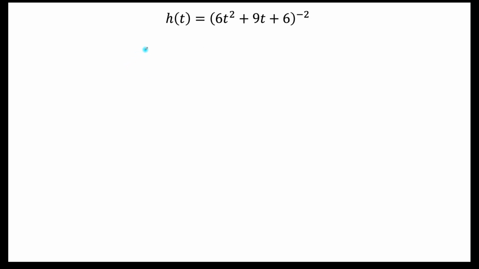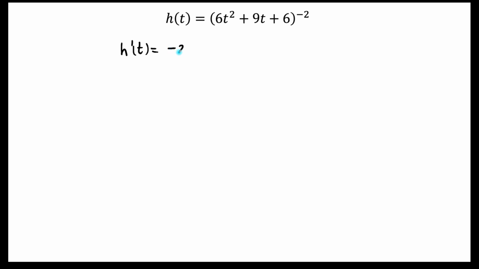Here's another example. So we have h(t) is equal to (6t squared plus 9t plus 6) raised to the power of minus 2. In order to do this, we apply the same rule, of course, the chain rule. And once again, this is our inner function and this is our outer function. So let's go ahead and do that.